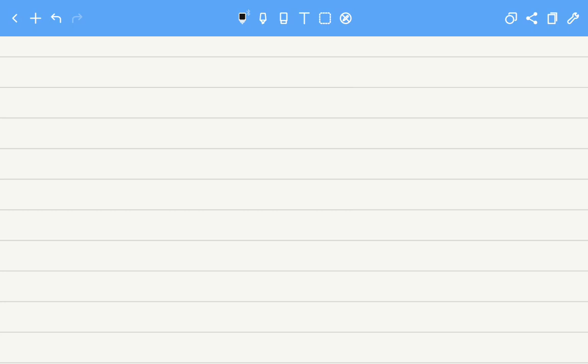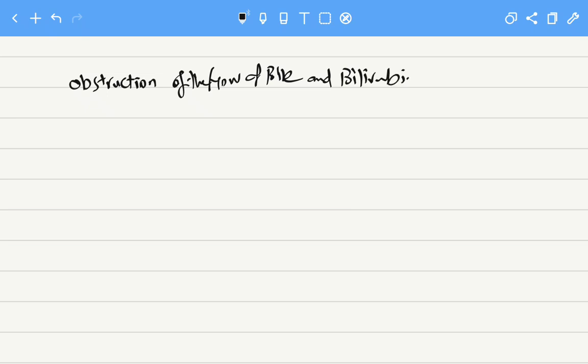So, why is it absent in urine? Because there is an obstruction of the flow of bile, as we said before. Obstruction of the flow of bile and bilirubin, so it can't reach the gut.